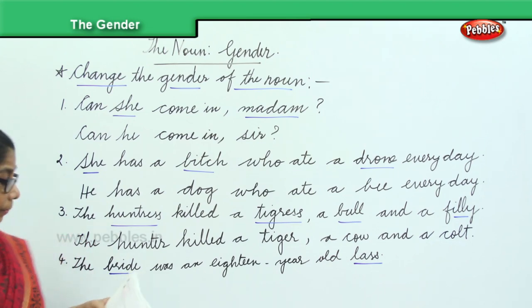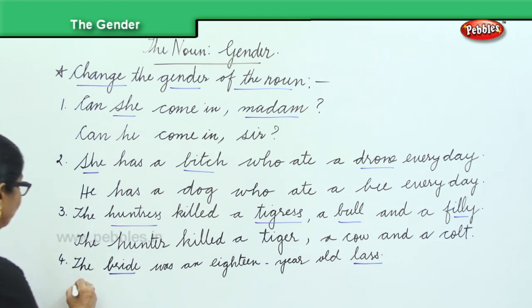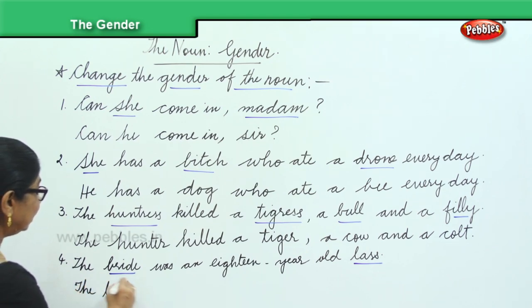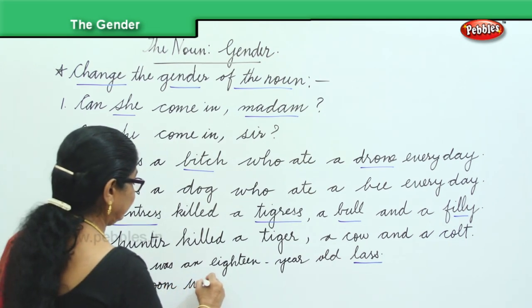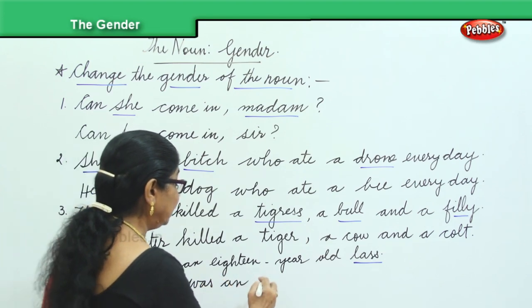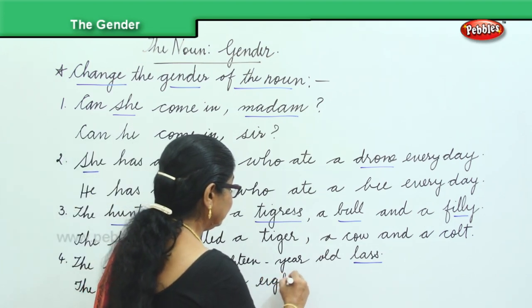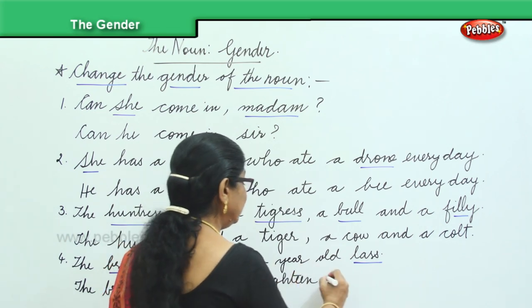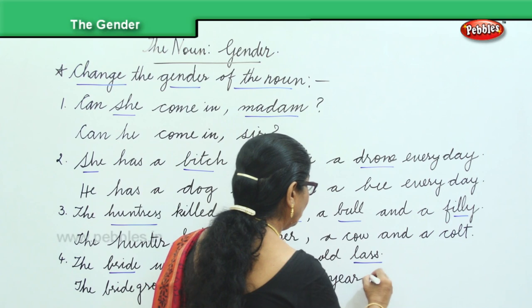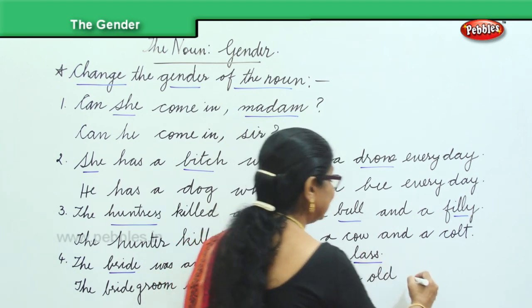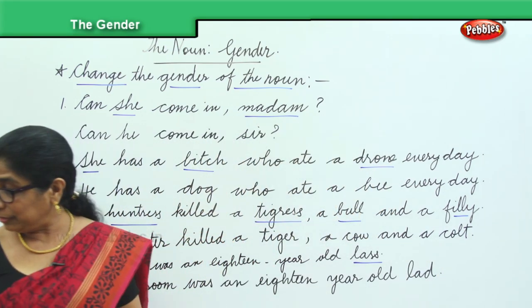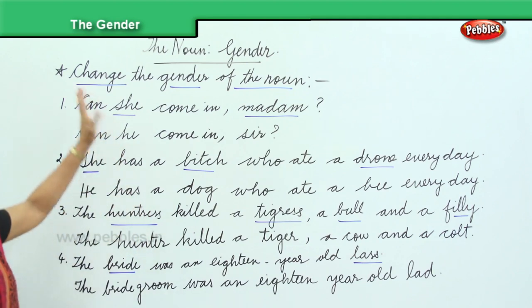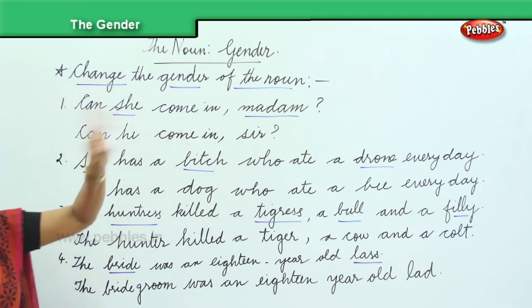Okay, now let's do it. Bride becomes bridegroom. The bridegroom was an 18-year-old lad. Lass becomes lad. Now, just look at what we have done here. You change the gender of the underlined words, okay?